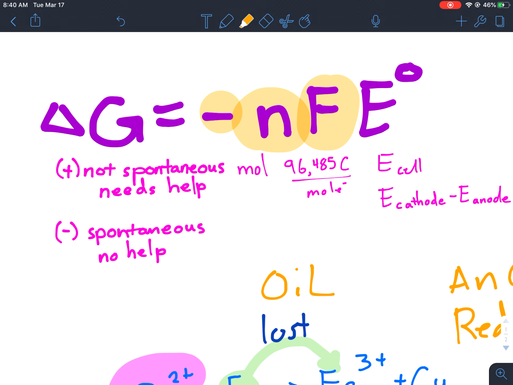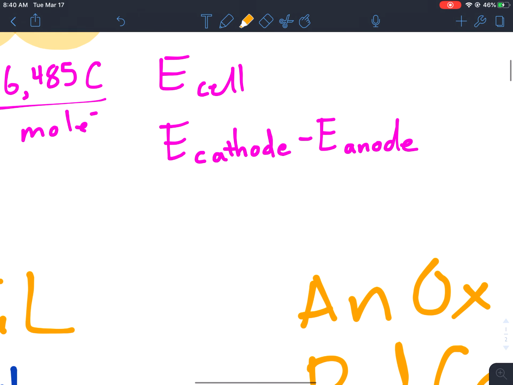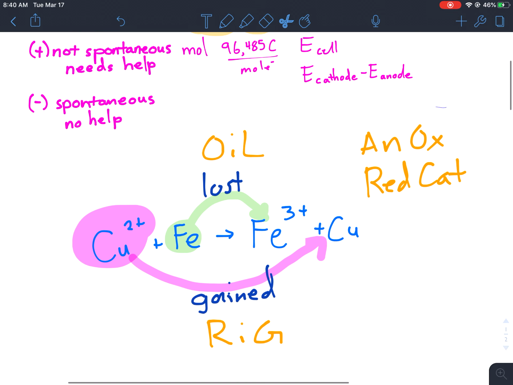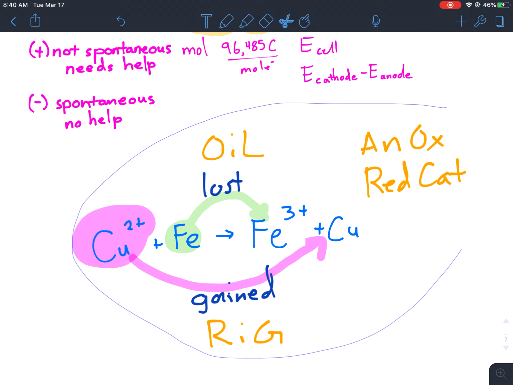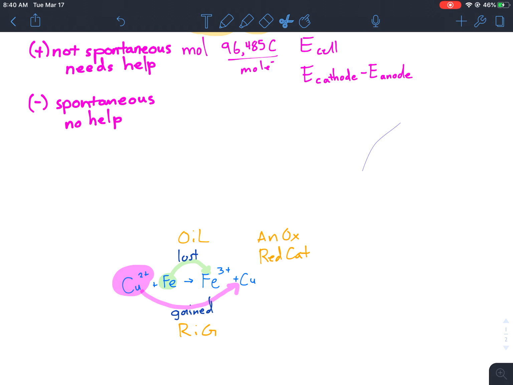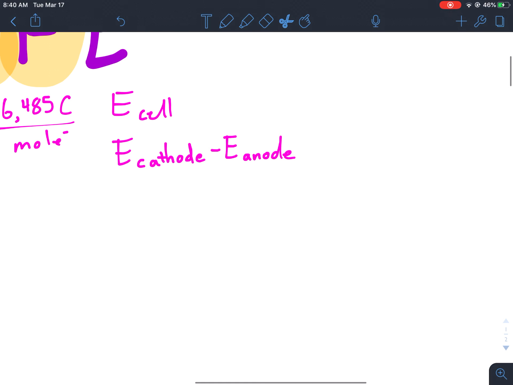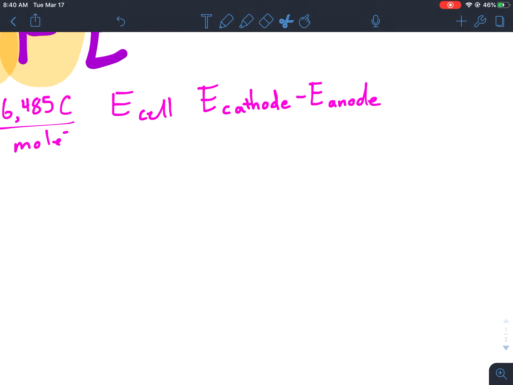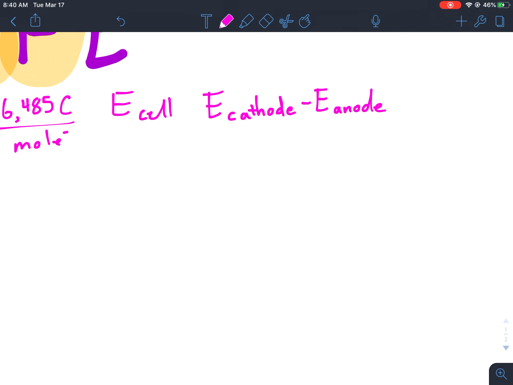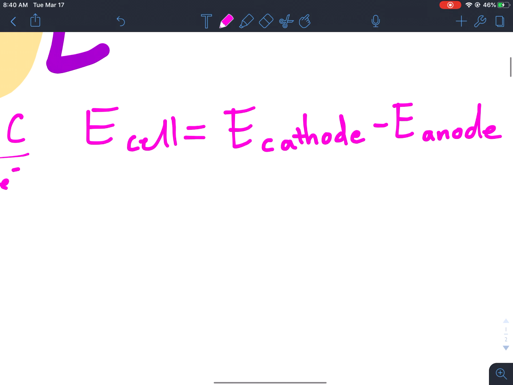So what determines whether delta G is positive or negative is what E cell is, okay? Now, E cell is equal to your E of your cathode minus your E of your anode. And before you go and try to memorize a table on this, don't bother. Let me just explain this. So E cell is equal to E cathode minus E anode.